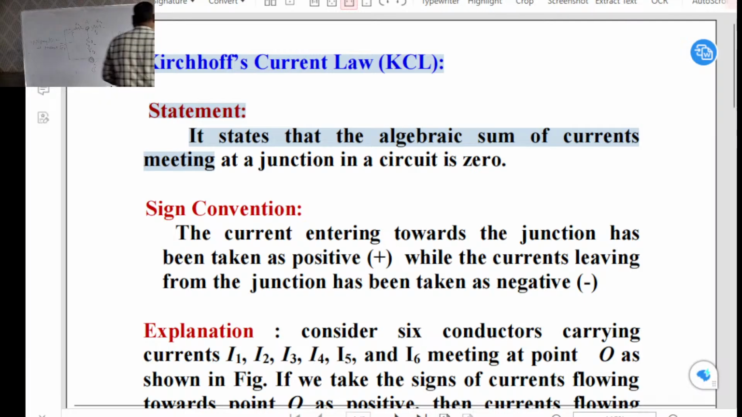Now apply the KCL at this junction. Toward the junction, what is the answer? Plus I1. Away from the junction, minus I2. Away from the junction, minus I3 is equal to 0. This is the statement given by the scientist of KCL. He told that the algebraic sum of currents meeting at a junction in an electrical circuit should be 0. If it is 0, then it is a valid circuit diagram, otherwise it is an invalid circuit diagram.